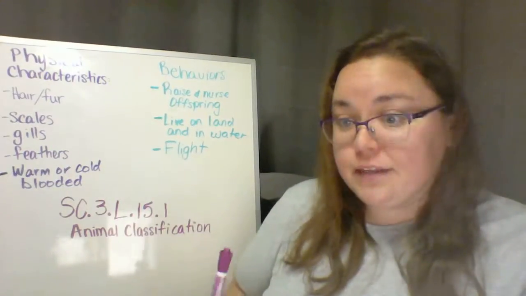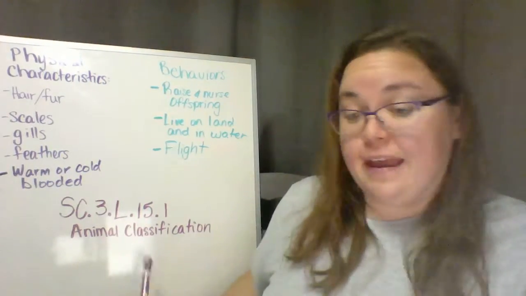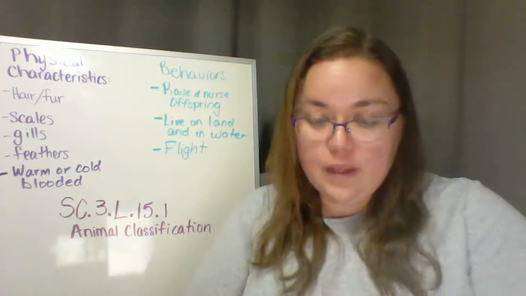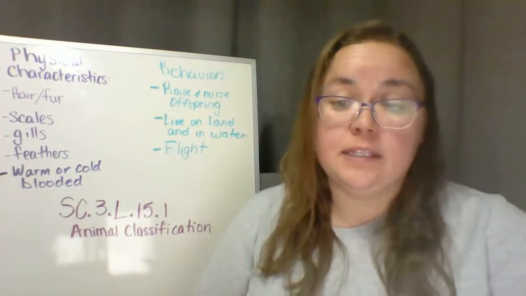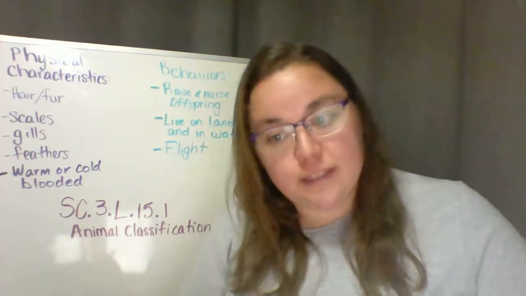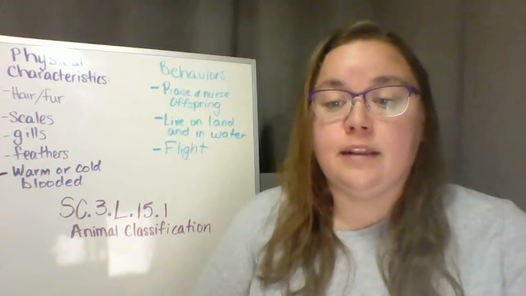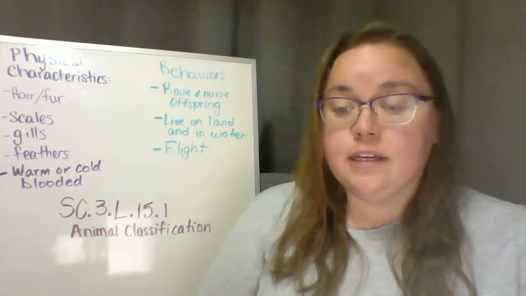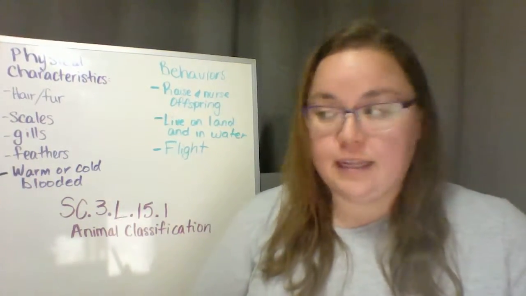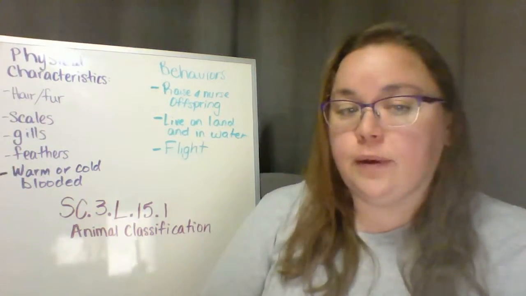15.1 tells us which standard that is, which is the one dealing with animal classification. So we're going to be talking about animals and classifying the animals into different categories or classifications based on their physical characteristics and their behaviors. So there's some words there that I just said that we need to unpack real quick.